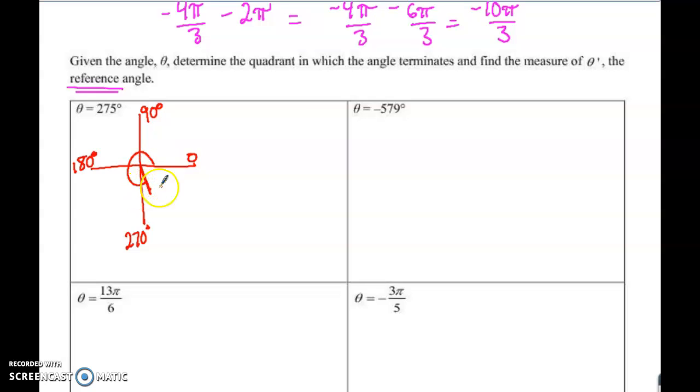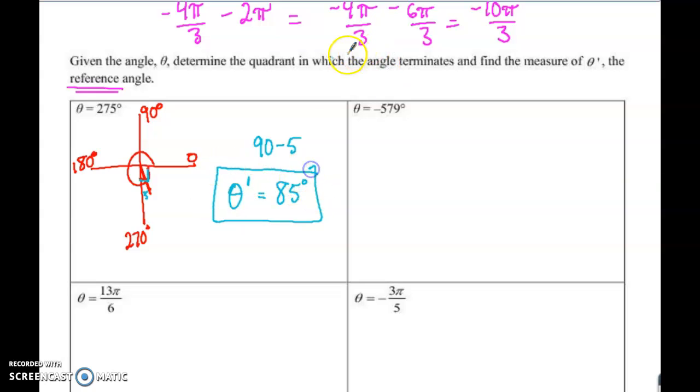It's 5 more, actually. So if you think about this being a 90-degree angle, and right here is 5, well then just do 90 minus 5, and we call it theta prime, if you're curious, would be 85 degrees. I did not answer this question though. What quadrant did we end in? That's quadrant 4.